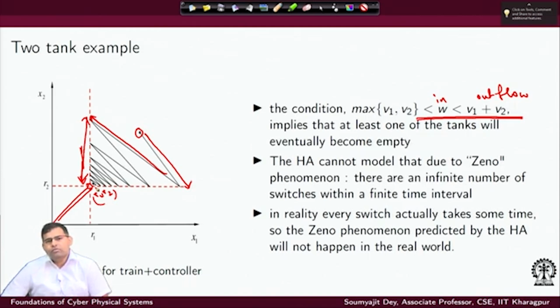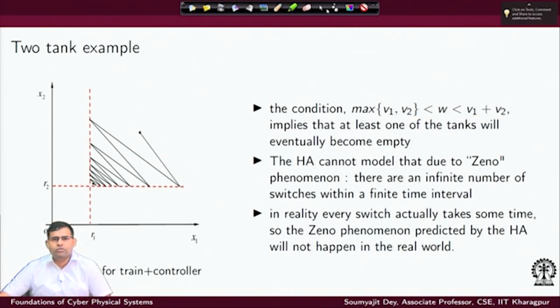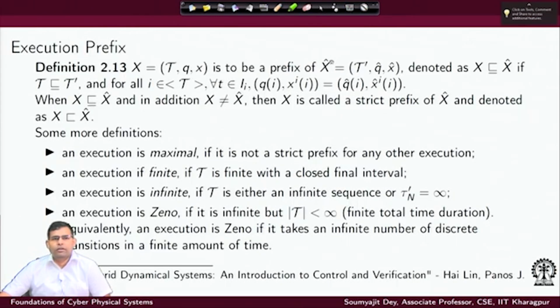Since we are assuming them to be instantaneous actions, in this specific case I am having such an exhibition of the Zeno phenomenon, where we have an infinite number of switches happening in a finite interval. So, there are techniques to remove them from automata. That is something you can study in the future in some advanced course. But what we want to do is make you aware that hybrid automata can exhibit the Zeno phenomenon in some cases. If you remember, in the previous few slides we talked about the execution prefix, right.